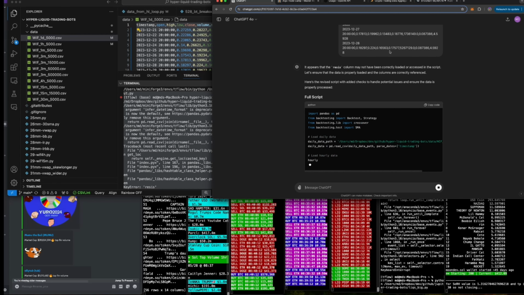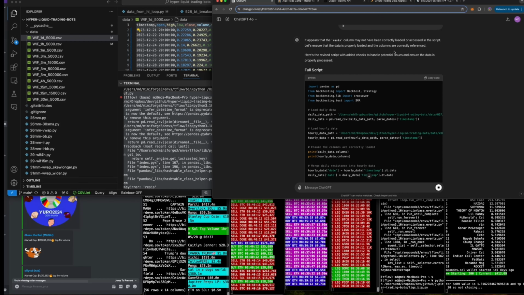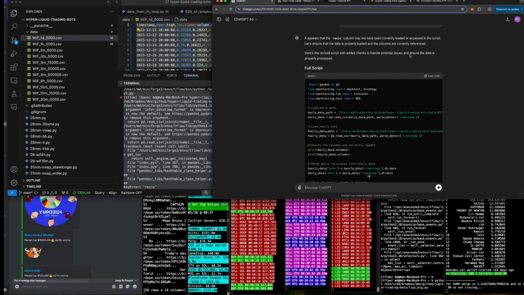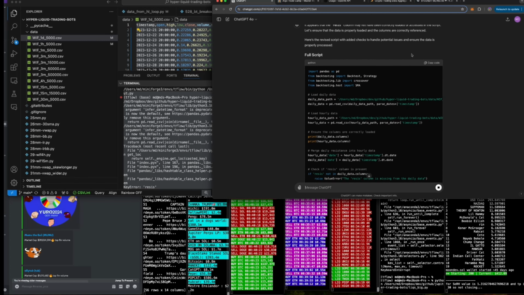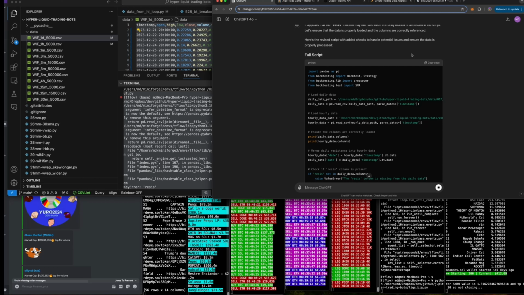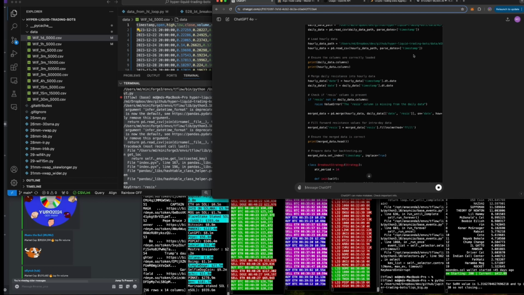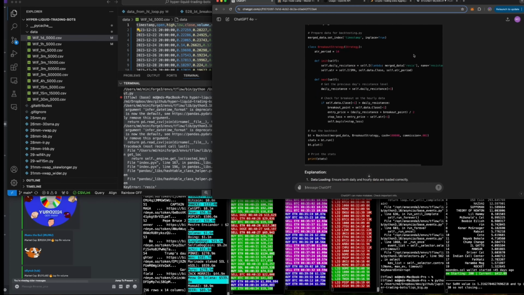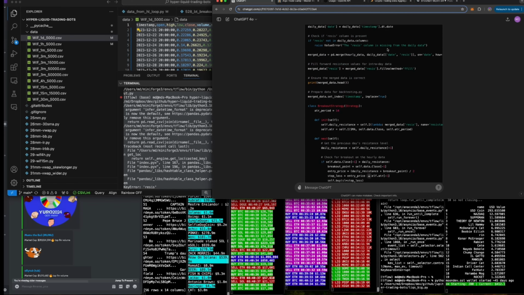It appears resist column may not have been properly loaded or accessed in the script. Let's ensure that the data is properly loaded and columns are correctly referenced. Here's the revised script with added checks to handle potential issues and ensure the data is properly processed. Okay. ATR period. Okay. This looks Gucci.